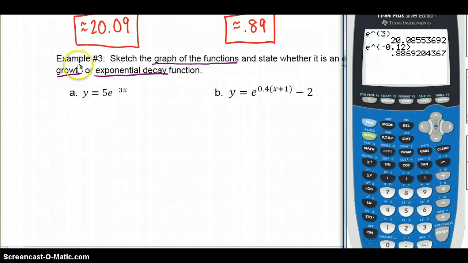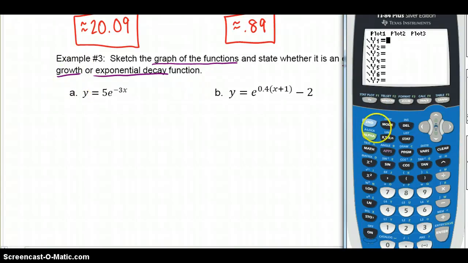And for letter A, let's start with that one. So I'm going to go into my y equals, type that equation in, 5e, remember that's second ln, e to the negative 3x, close those parentheses. And then you might want to do a quick zoom 6 just to make sure you're in a good window. And let's get that graph going.